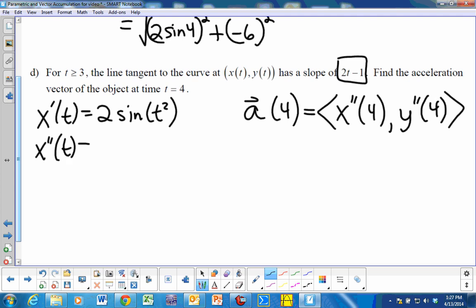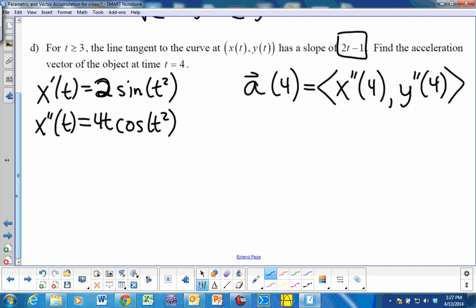So the second derivative is super easy. I need to go through this process. So derivative of sine is cosine. So we know we'll get cosine of t squared times the derivative of the inside, which is 2t. And there was already a 2 out front, so that makes 4t. So my derivative is 4t cosine t squared. So x double prime's handled. That's easy. So now let's figure out how we're going to get y double prime.